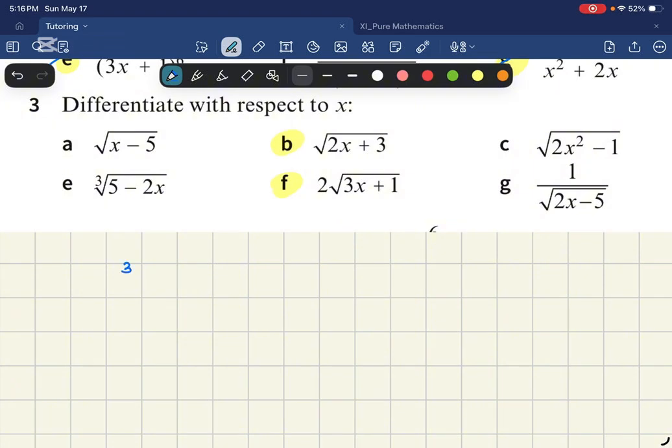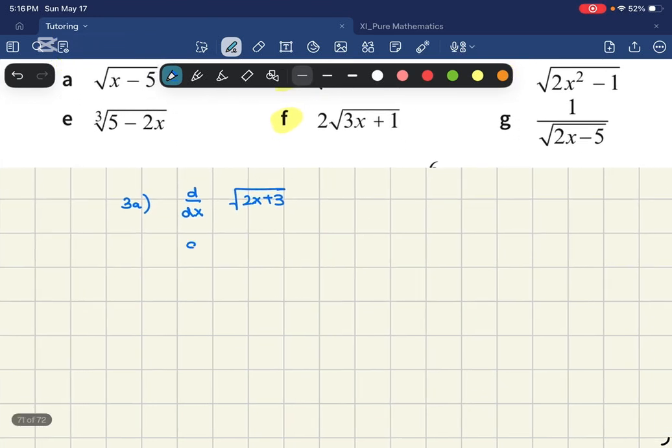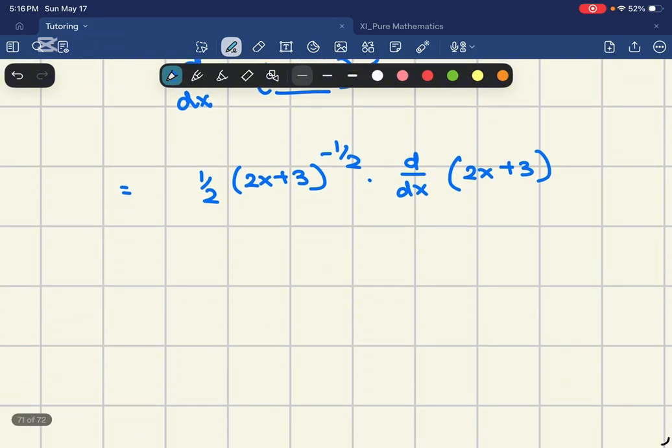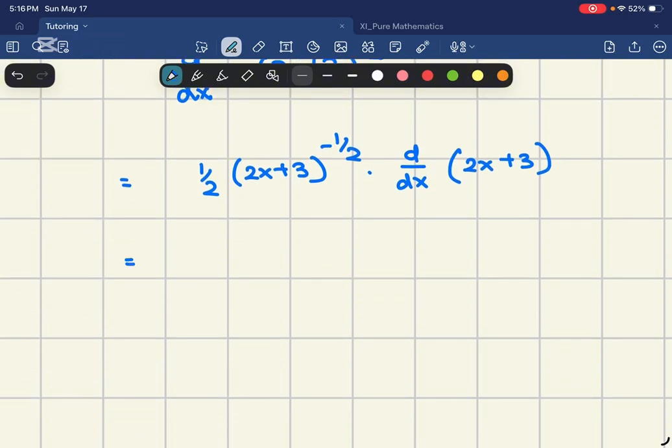So question 3a is d by dx of square root of 2x plus 3, right? And I can write this as d by dx of 2x plus 3 to the power half. Now we can use the same rule. This is going to be half. Bring your power to the front. 2x plus 3, half minus 1 is minus half. But what is inside is not x, so you have to differentiate 2x plus 3 again. And you will see that you get 1 over 2, 2x plus 3 to the power positive half.